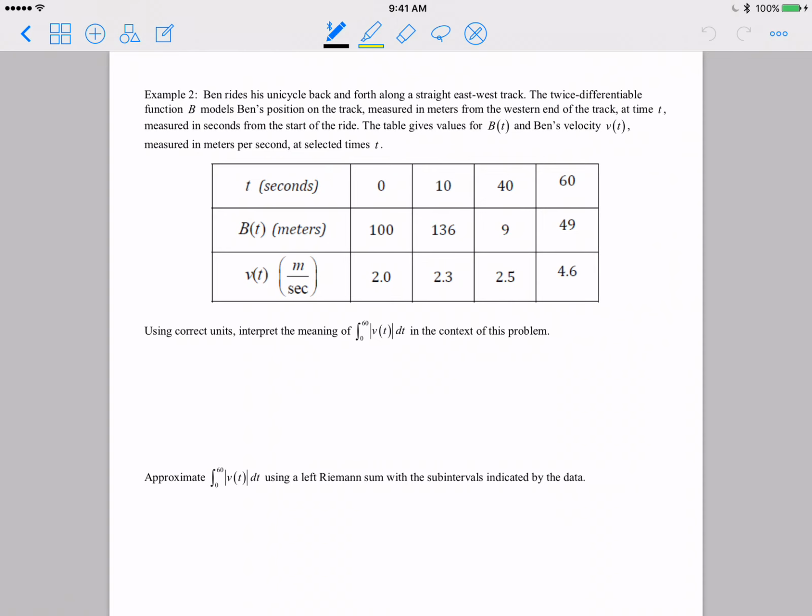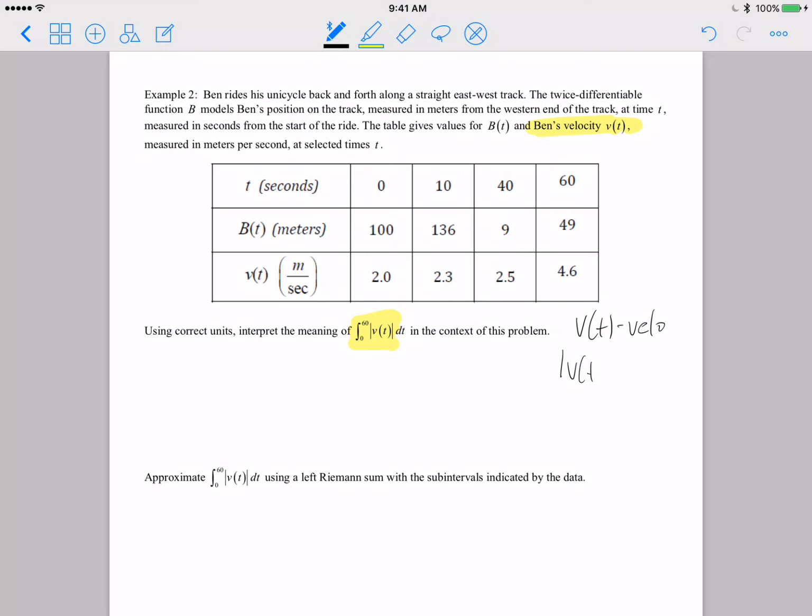Okay, example 2, we want to now do a left Riemann sum, but before we do that, it says to use correct units and interpret the meaning of this definite integral in the context of the problem. Well, v of t is given as a velocity. It says back up here that Ben's velocity is given by v of t. So v of t is a velocity.